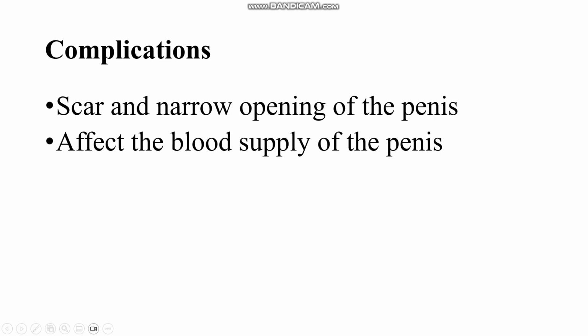Some complications like a scar and narrow opening of the penis are seen. It will affect the blood supply of the penis also. So these are the rare complications. So that is about balanitis.